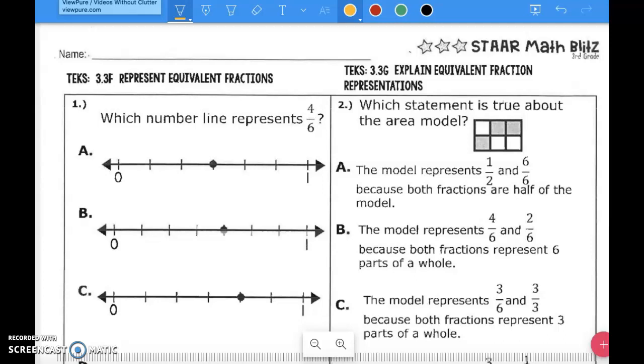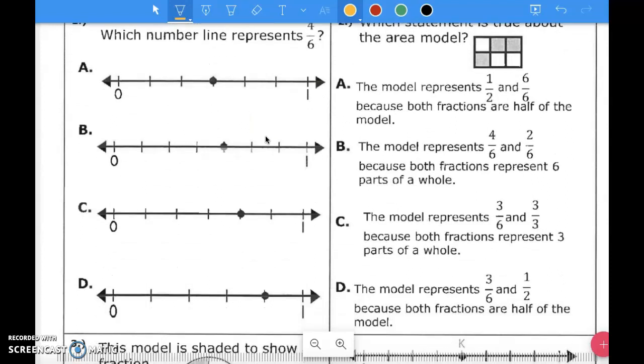Okay, we're gonna do this one right now. This is the third page of your packet. It says which number line represents four sixths. So four out of six. What do I need to look for? A number line that is divided in six equal parts.